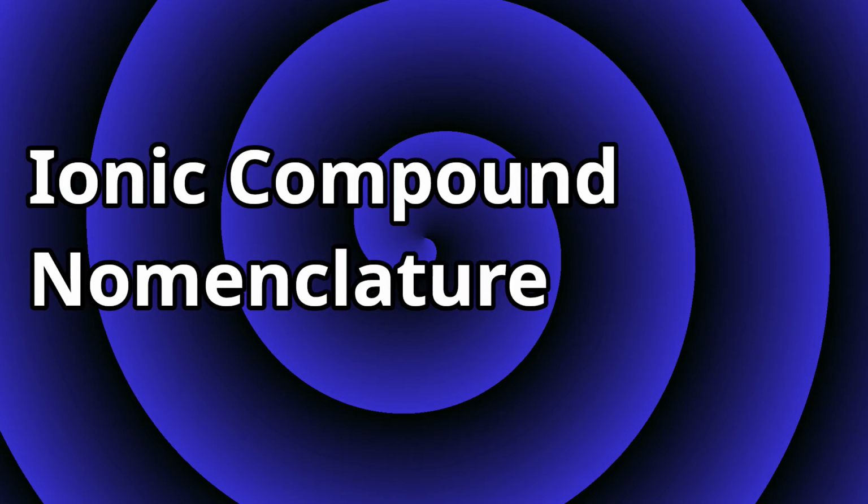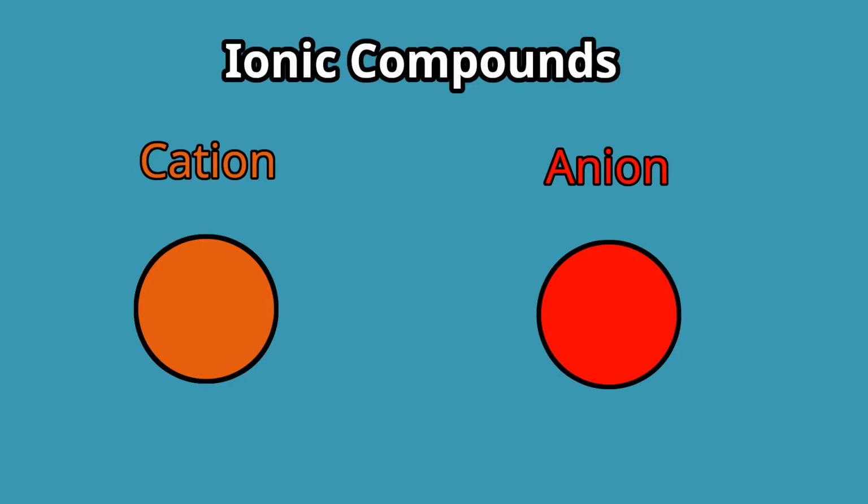To understand chemistry, it is essential to understand chemistry nomenclature. In this video, we'll look at how to name ionic compounds. Luckily, the naming process for ionic compounds is straightforward once you understand it. To review, an ionic compound has two parts, the positive cation and the negative anion. When you name an ionic compound, you simply name the cation and the anion.